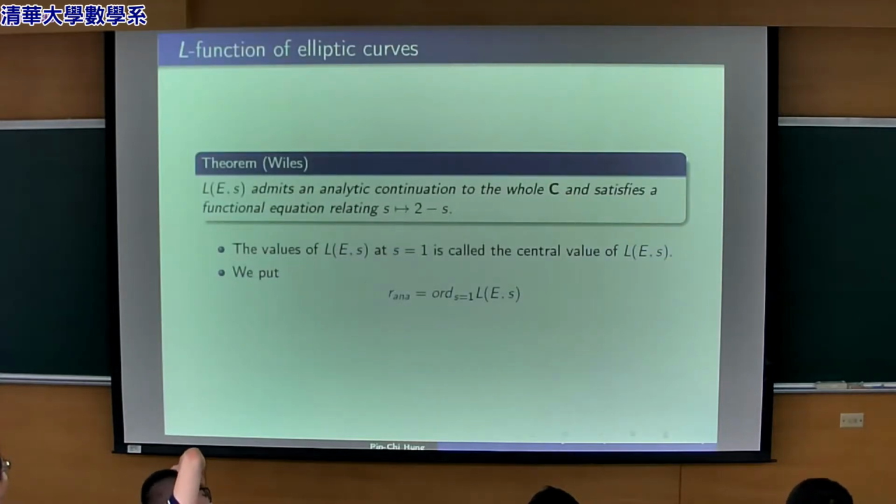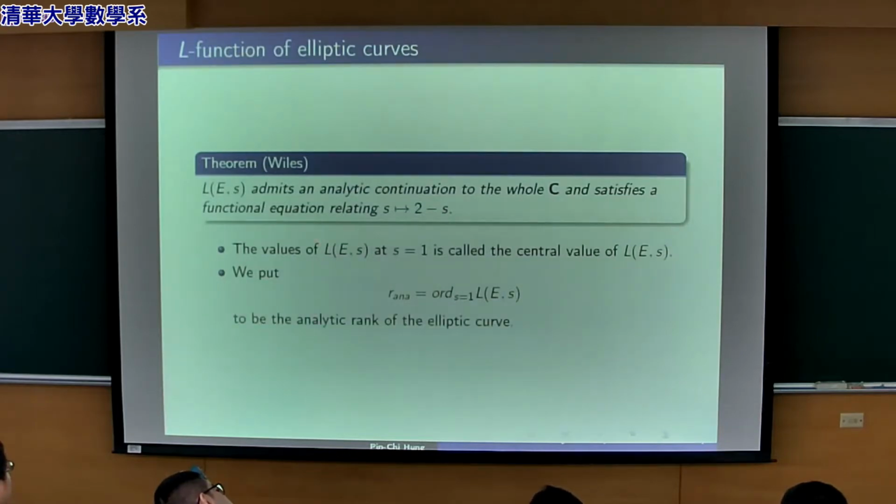Okay. So previously we only wanted to see whether L(E,1) is zero or non-zero. Actually, we can define the order of vanishing at one, which we call the analytic rank, because everything comes from an analytic function. So it's some kind of analytic invariant of this curve. We call it the analytic rank of the elliptic curve.